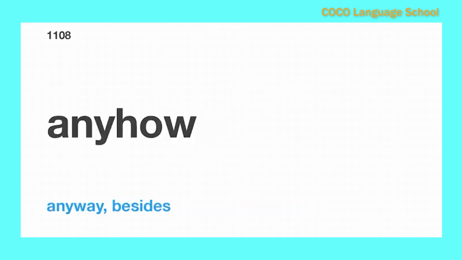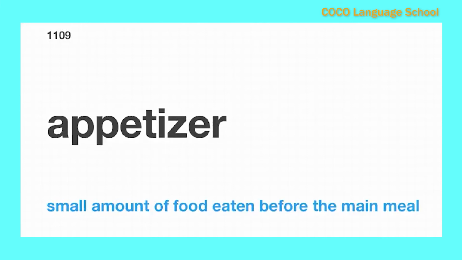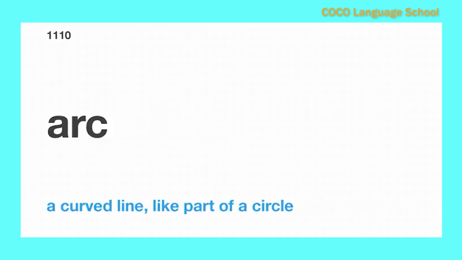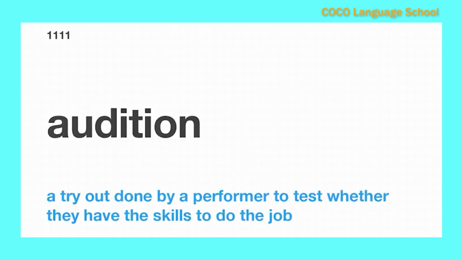Anyway, besides. Anyhow. Small amount of food eaten before the main meal. Appetizer. A curved line, like part of a circle. Arc. A tryout done by a performer to test whether they have the skills to do the job. Audition.